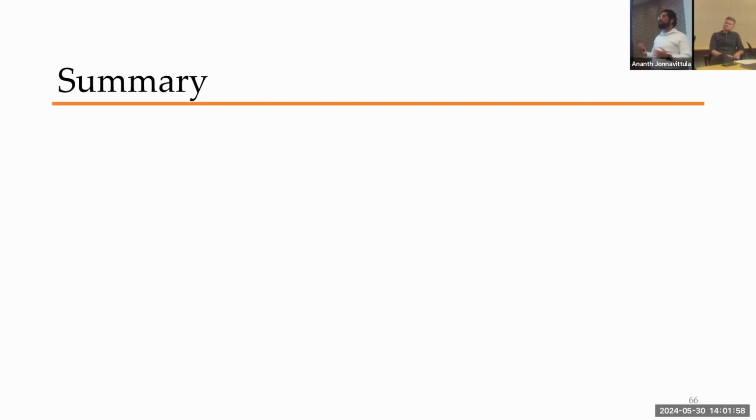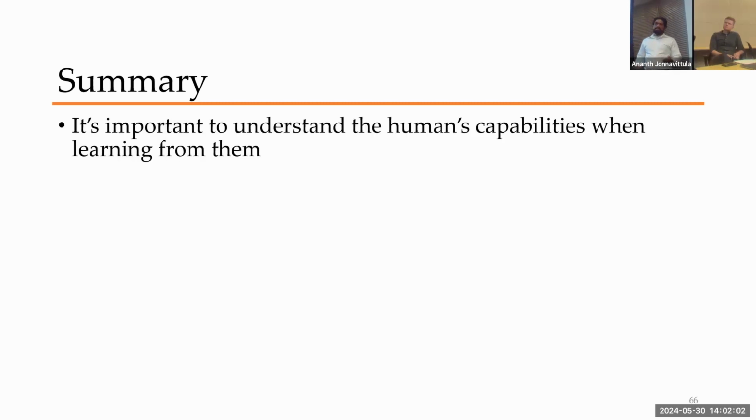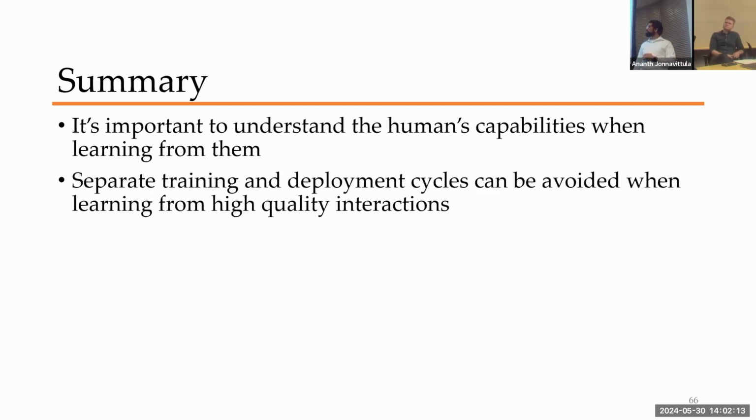Let me summarize some of the findings using a few bullet points. Well, the first is that, as we've seen, it's important to understand what the human can and cannot do and what their capabilities are before learning or using their demonstrations to teach robots.